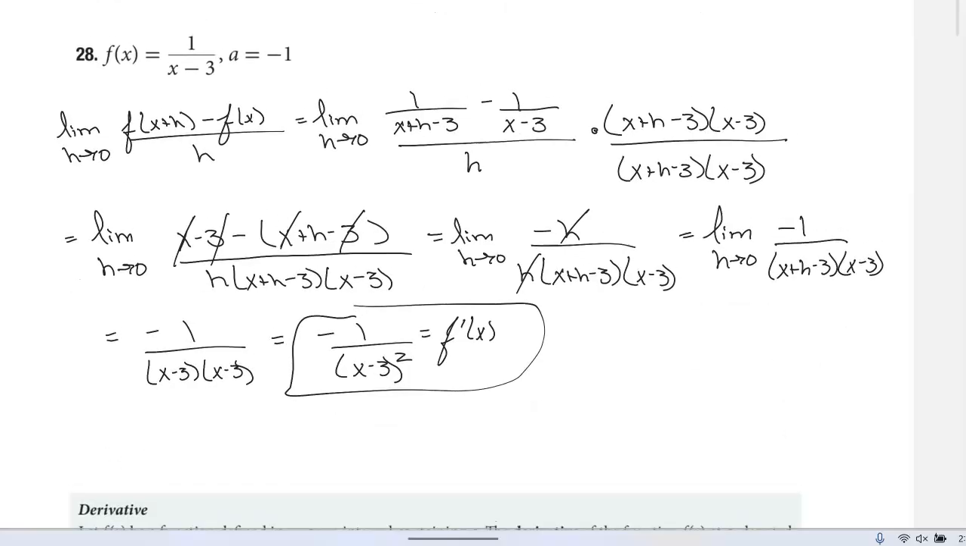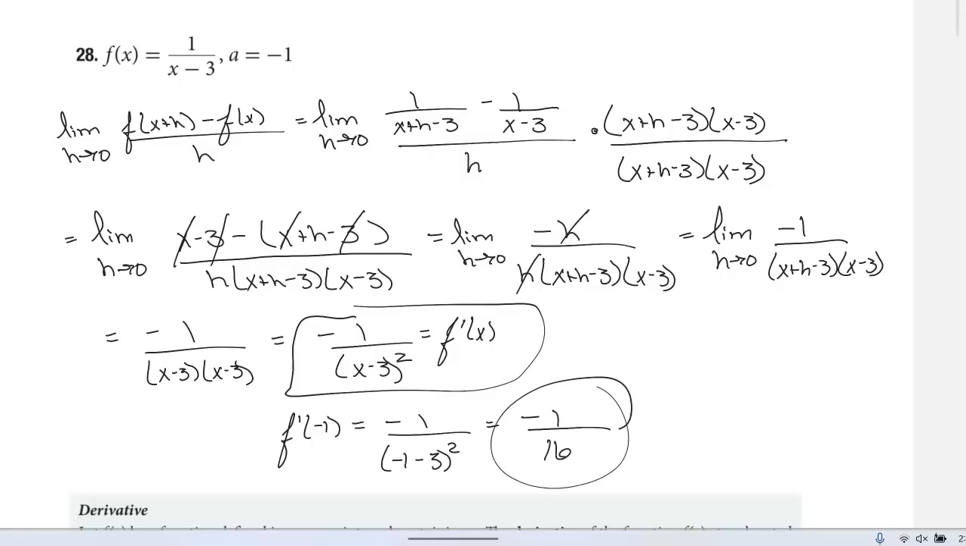We want to know the value of the derivative at negative 1. So we're just going to plug in a negative 1. Negative 1 over negative 4 squared, which is a positive 16. So we have negative 1 over 16 for the value of that derivative.